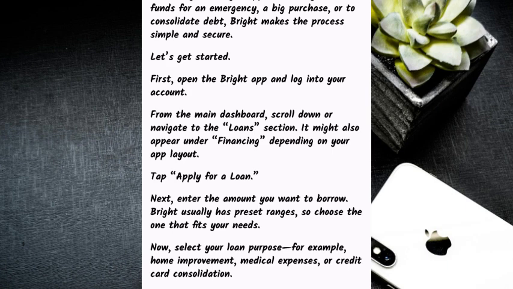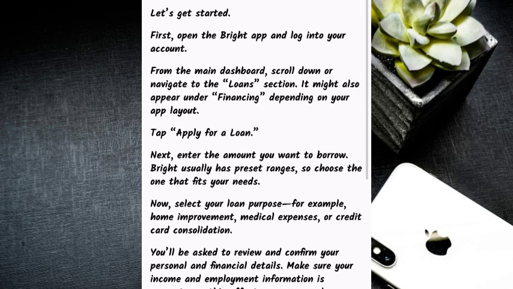Next, enter the amount that you want to borrow. Bright usually has preset ranges, so you can just choose the one that fits your needs. Now, select your loan purpose. For example, if it's home improvement, or it could be medical expenses or credit card consolidation, just go ahead and select the appropriate one. And you're going to be asked to review and confirm your personal and financial details.